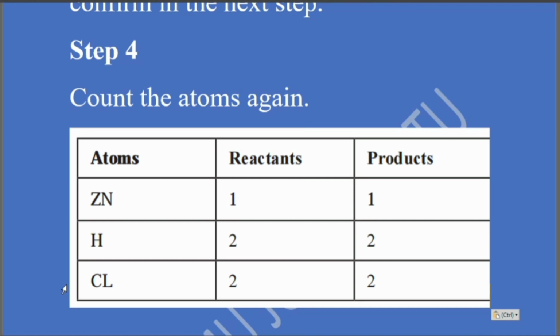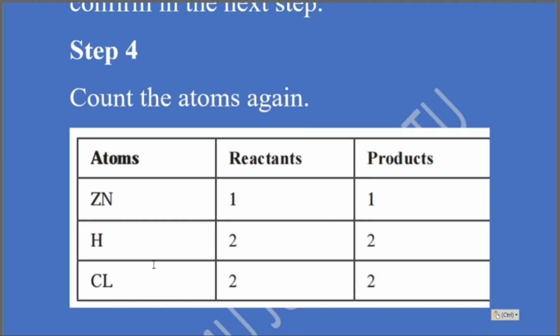This is the confirmation of it. We have the number of atoms of zinc on the reactant, it is 1. On the product, it is 1. We have hydrogen, it is 2 on the reactants, 2 on the products. Chlorine is 2 on the reactants and 2 on the products. Now that confirms to us that it's now equal on both sides.